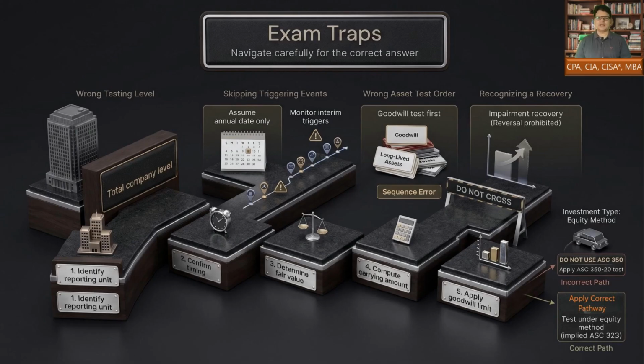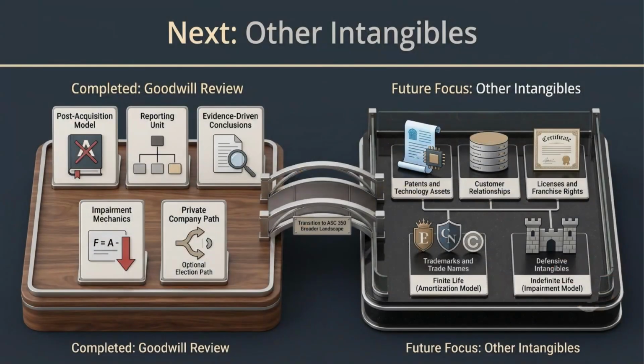Before writing your answer, identify the reporting unit, confirm timing, compute carrying amount, determine fair value, apply the goodwill limit, and verify the correct ASC path. That completes the goodwill impairment lesson under ASC 350, subtopic 20.